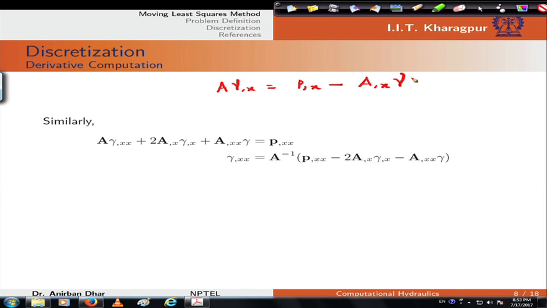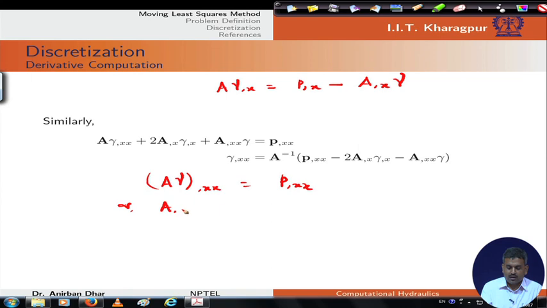Now, in this case we can again differentiate. That means, if we have A gamma, and twice differentiate the same thing. So, this is A comma x into gamma plus A gamma comma x, and this whole thing is again comma x. This comma is our first derivative.